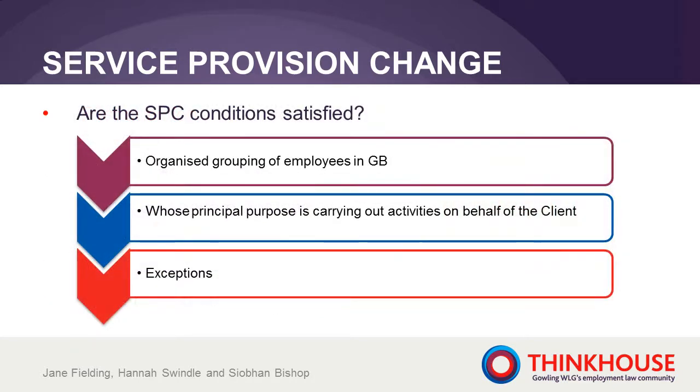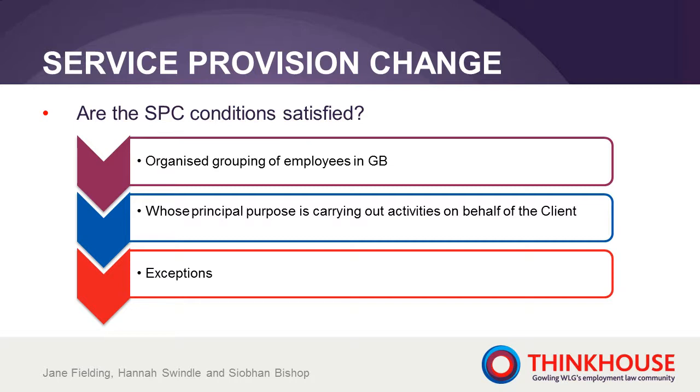So you need to have an organised grouping of employees situated in Great Britain whose principal purpose is to carry out activities on behalf of the client. So what does that mean then? Employees have got to be deliberately organised by their employer into a distinct group which is specifically dedicated to providing services for a particular client.